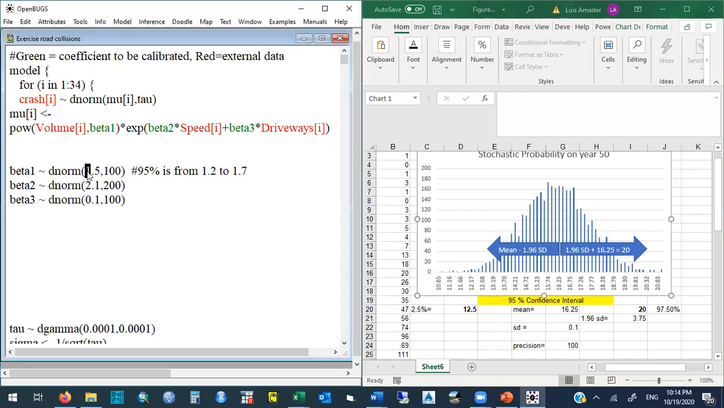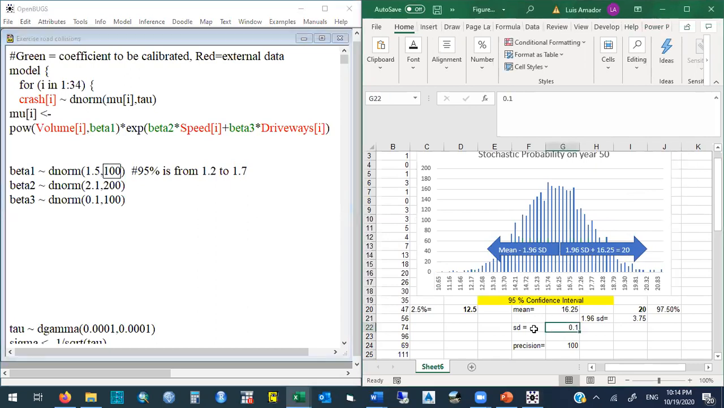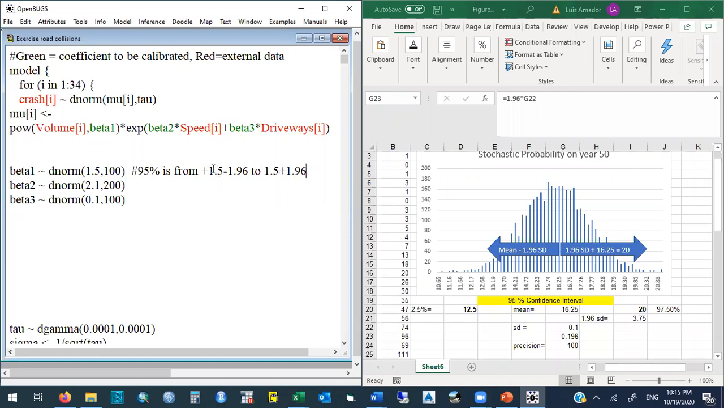So here, your mean is 1.5 and precision is 100. I just changed the value of the standard deviation here to be able to arrive at a precision of 100. So that means the standard deviation is 0.1. So 1.96 standard deviations is 0.196. So you do 1.5 minus 1.96, and it's moving to 1.5 plus 1.96, okay?